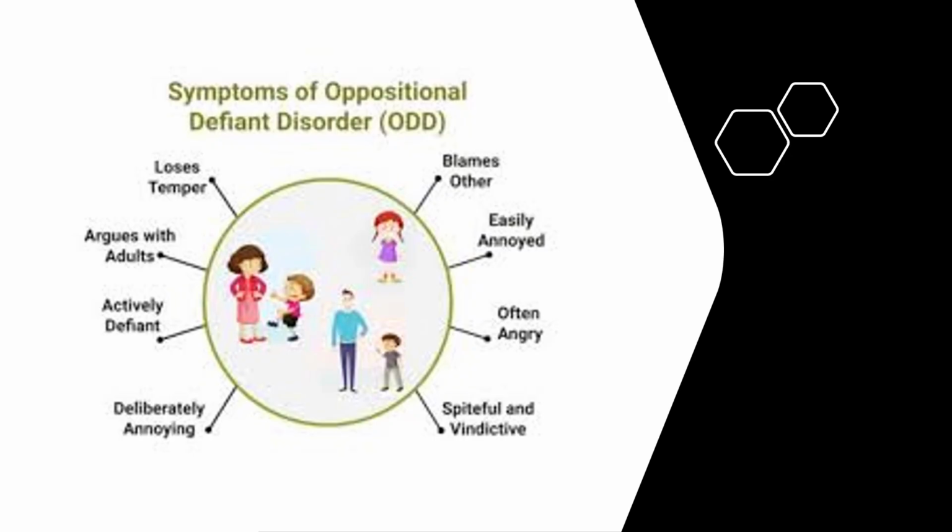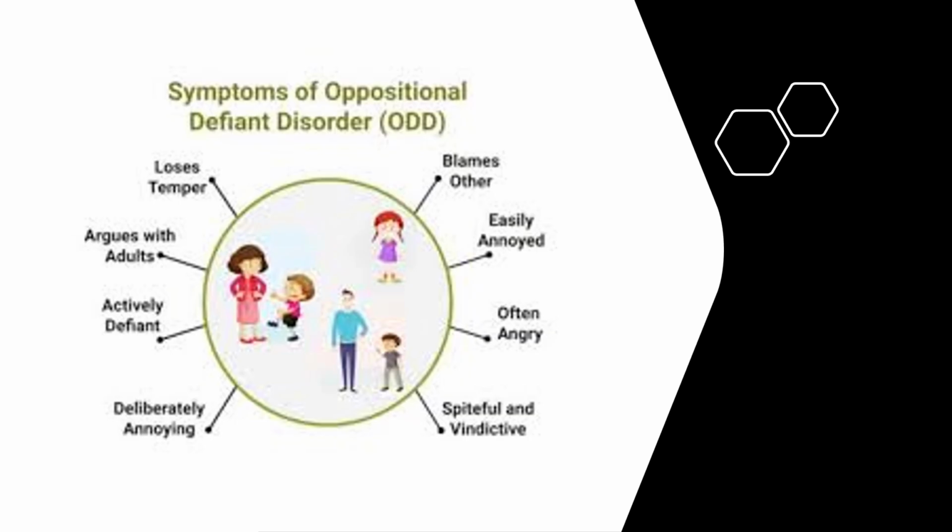The symptoms of oppositional defiant disorder or ODD are given in this slide, and it involves persistent anger, irritability, defiance, argumentative behavior beyond the normal developmental level. It significantly affects their school performance, their relationships, and family life. Symptoms may occur in one or multiple settings. It means it may occur at home or it may also occur at school.